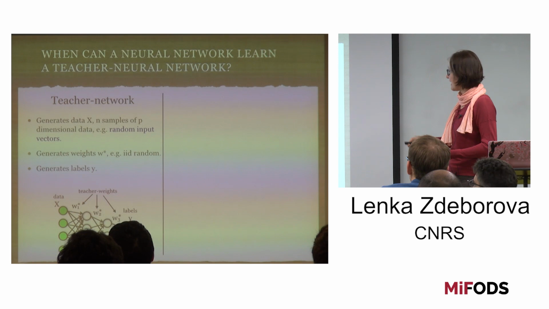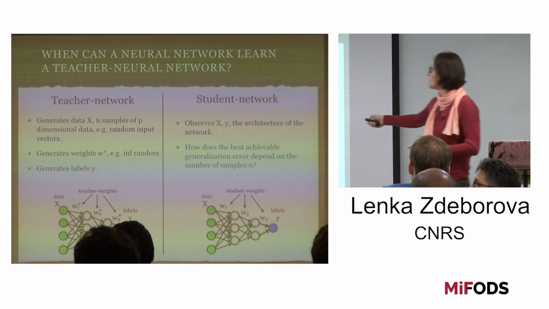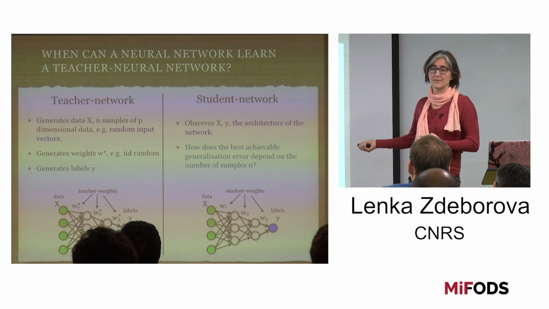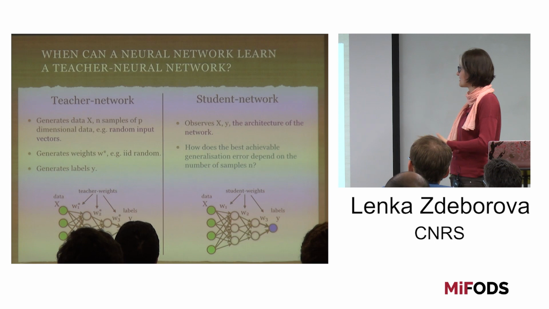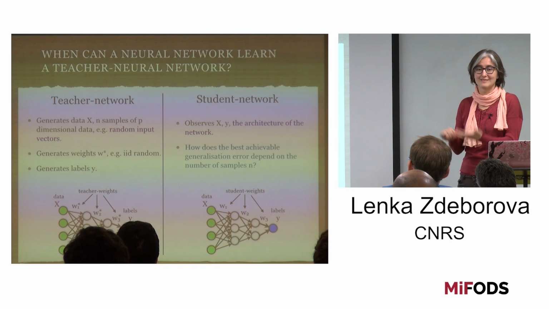Then the student network is looking at the usual learning task where you generate n samples of these inputs and outputs this way, and then you try to learn the right function that goes from the inputs to the outputs. The question is, how does the best achievable generalization error depend on the number of samples? If you have few samples, you will learn badly. If you have more, you will learn well. Of course, if I could answer this in good generality for realistic data, that's the learning curve. That's what I want. From that I would learn basically everything.